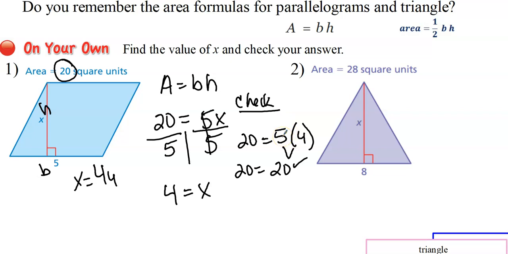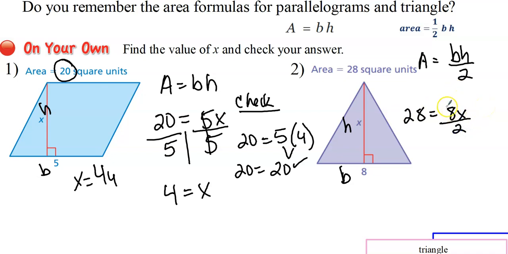Okay, let's look at number 2. This one is a little tricky because there is this 1/2. I typically use base times height divided by 2 like that. So this is area equals. And instead of the A, I'm going to put in 28. So I write 28 equals, this is my base, and this is my height. So instead of the base, I'm writing 8. And then the height is my unknown x, so I have 8x over 2.